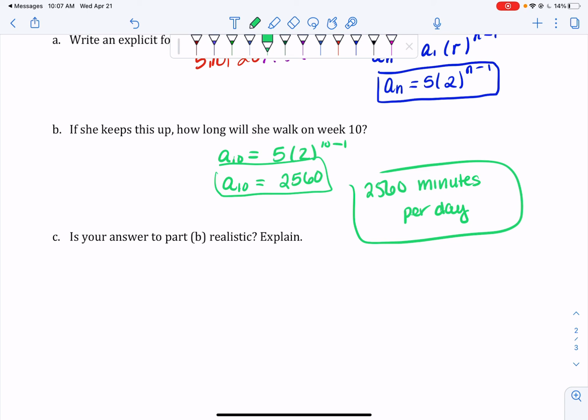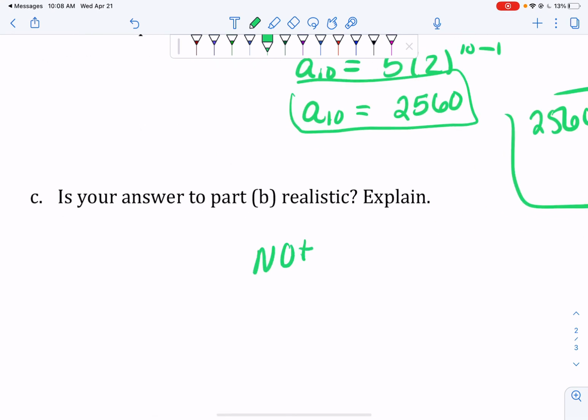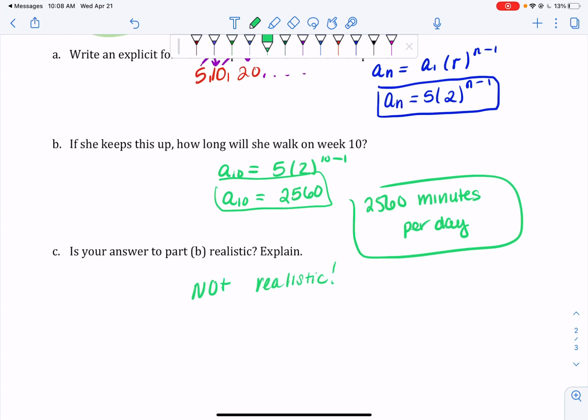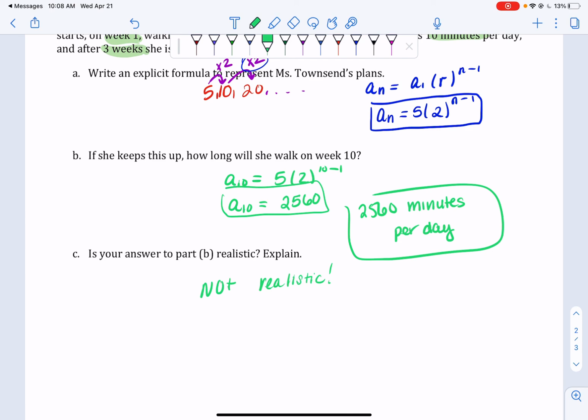Now, part C says, is your answer to part B realistic? Explain. Well, I have a question for you. Does it make sense that someone can walk 2,560 minutes per day? No, it doesn't. Because if you look at that 2,560, if I were to see what that means in one day, that means there are 42 hours in a day. Are there 42 hours in a day? No. So this is not realistic. And that's all you would need to write. And then you'd explain why, because there's not enough hours in the day.